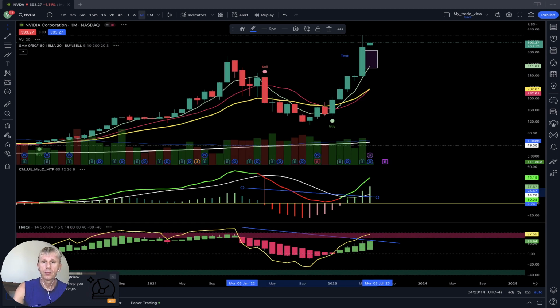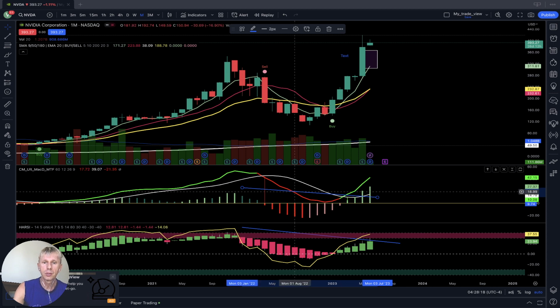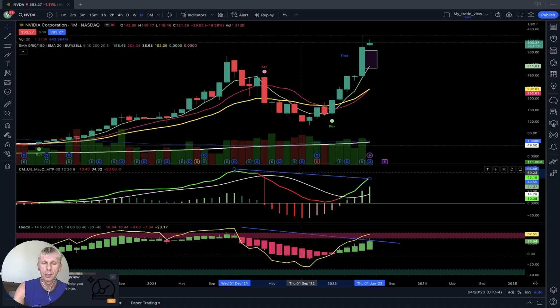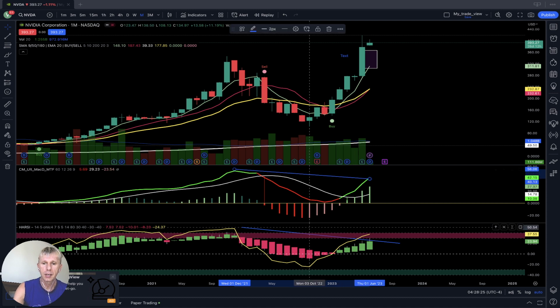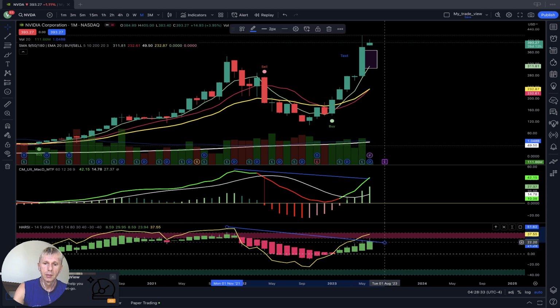Let's see monthly. Monthly, same story. Bullish crossover, bearish divergences. Nvidia wants to have correction, bearish divergences. Look at it, MACD and the RSI, bearish divergence, right? Bearish divergences multiple on different time frames.